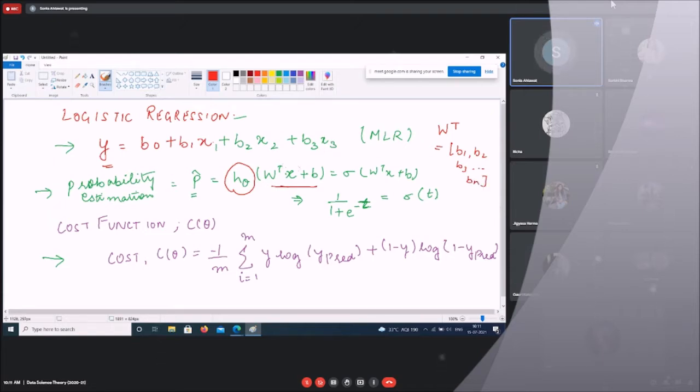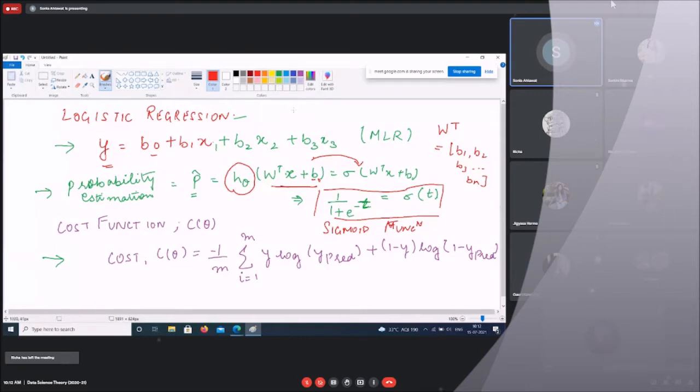It can be rewritten in the form of, and this B is nothing but the intercept, so I can simply write it as B naught. In some of the books, it is also written in the form of sigma WT x plus B, where sigma is a function. Now this h of theta or sigma is basically called the sigmoid function. This sigmoid function is given by a mathematical formulation, that is 1 upon 1 plus exponential minus t. So over here, this is the form of the sigmoidal plot.